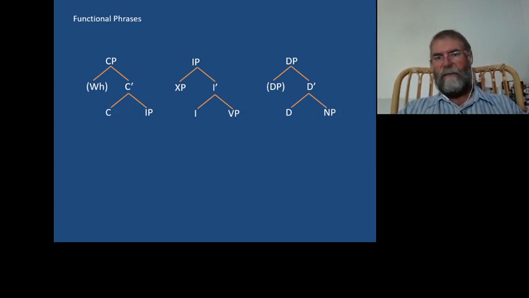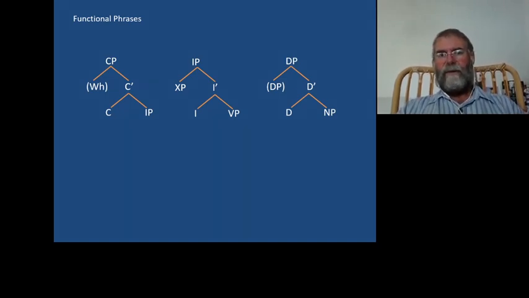In each case, the complement of the different heads is restricted to a single type of complement. Inflections always take VP complements, determiners always take NP complements, and complementizers always take IP complements, never anything else. So in that sense, these are all very similar kinds of structures. The specifier positions get filled by different elements, which have different roles. So in the IP, the specifier position is filled by a phrase which has the role of the subject.